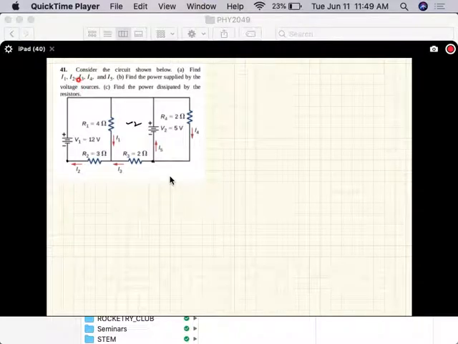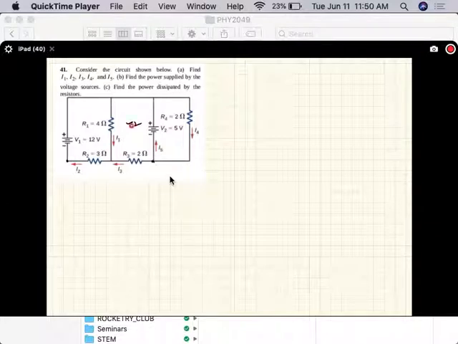Alright, so this says consider the circuit shown below, find I1, I2, I3, I4, and I5. This is a mess. Okay, so here are 5 unknowns, you need 5 equations. Well, here's one junction, here's another junction. This is a junction and this is a junction, but the opposite junctions would give the same equations. So one junction, two junction, we'll use the junction rule there, and then we need 3 more loops.